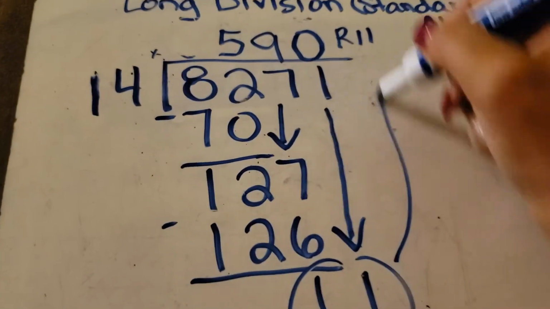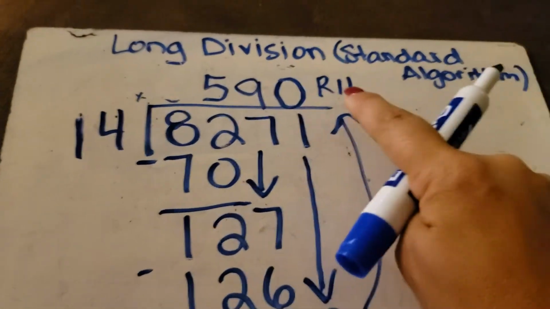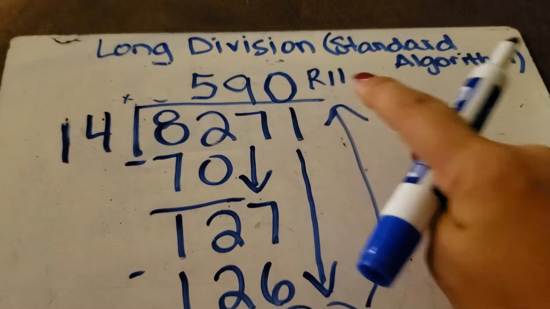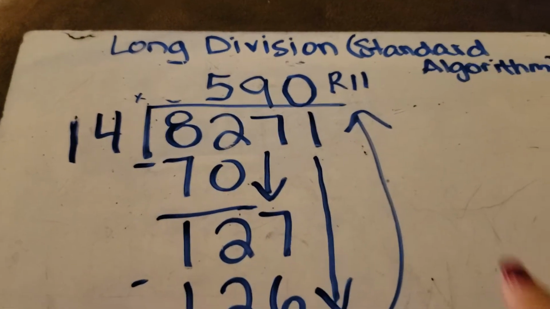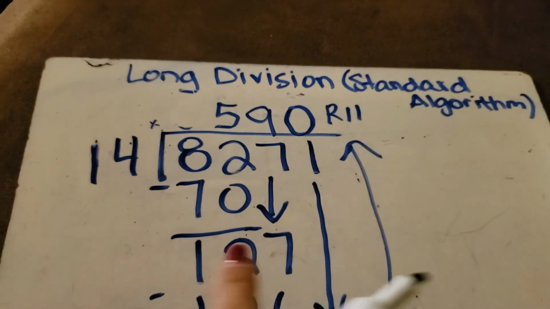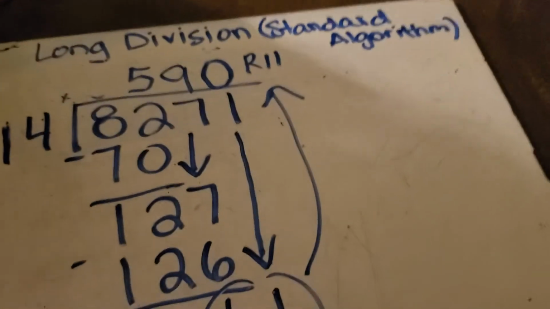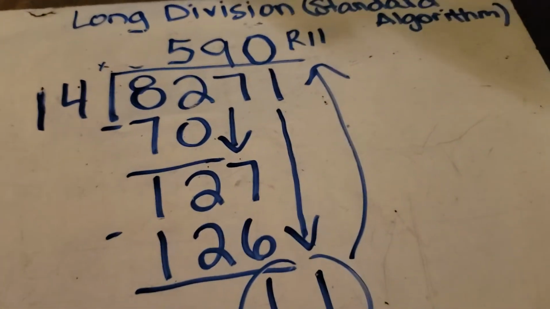This remainder goes up here with a little r. Okay? It's important they add that r because we don't want this just to have 2 1s next to it and become 59,011. We want to say remainder 1. So again, 590 is our answer with a remainder of 11.